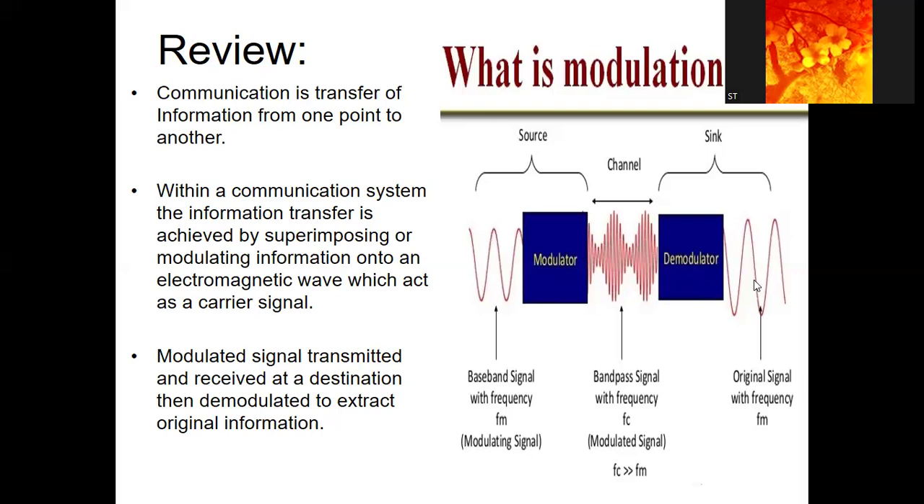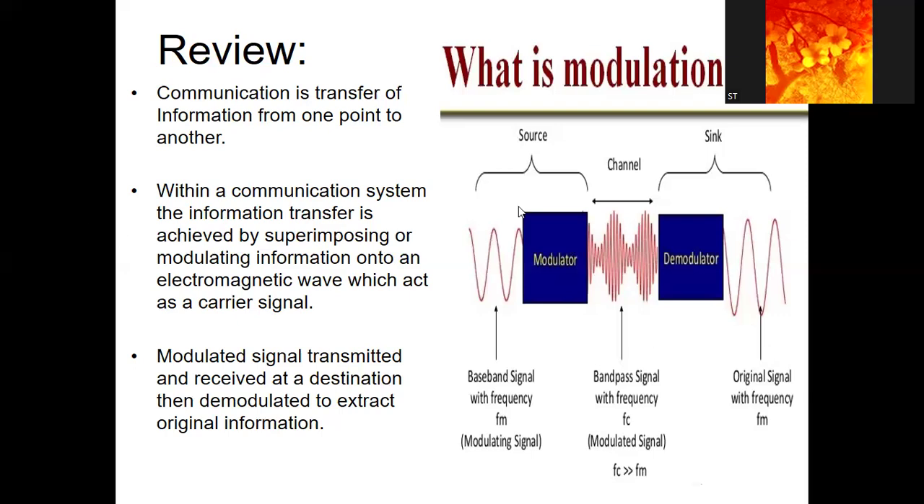So this is the original signal. Here this is the information, and this is the modulated signal. And in the modulated signal, information is superimposed on the carrier signal. So this diagram shows the basic block diagram of modulation.